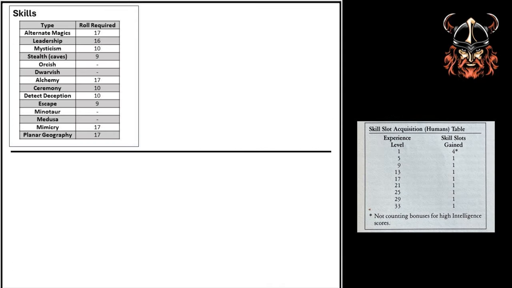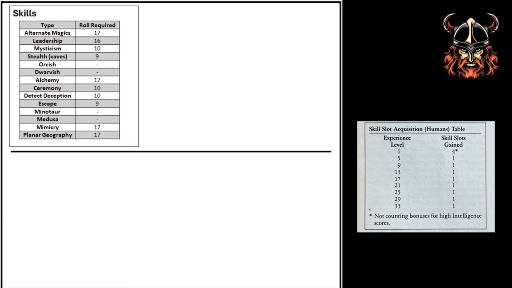Moving on to skills, we can see that he has acquired 4 more skill points on his way to 36th level. As I mentioned earlier, he spent 2 of these learning the Minotaur and Medusa languages. But he has also acquired mimicry and planar geography. Felonius has a penchant for imitating exotic things.